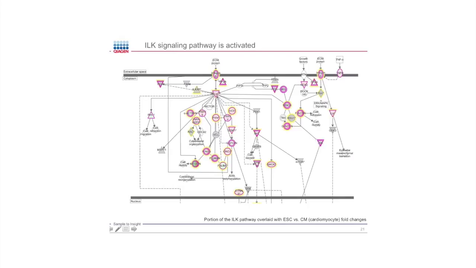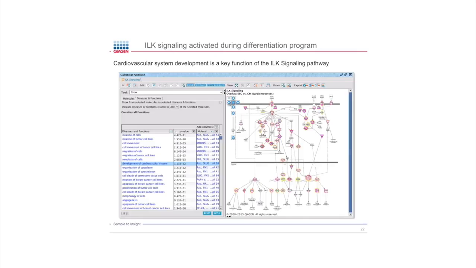There's a focal adhesion theme here, but you can also add functions. This is a relatively new feature: in the build tool you can grow. So you go to build, then you say grow, and then you say diseases and functions, and it will automatically compute the statistically relevant diseases and functions for that set of molecules shown on the pathway. And so there's a very strong p-value for development of cardiovascular system for the ILK signaling pathway.